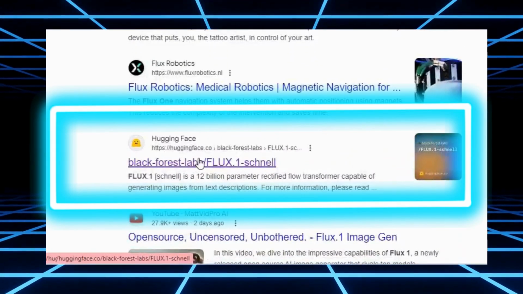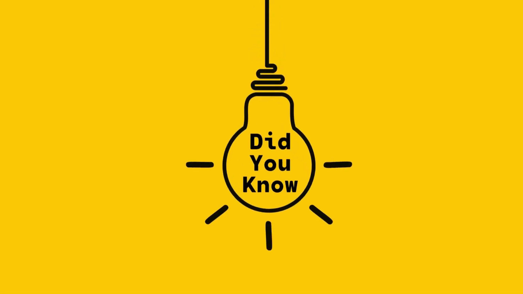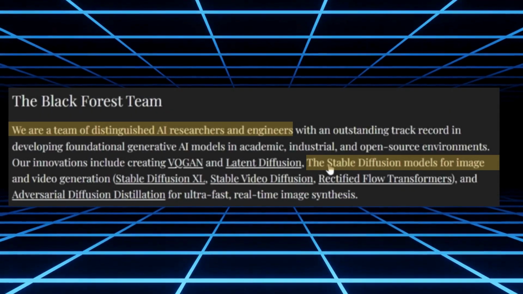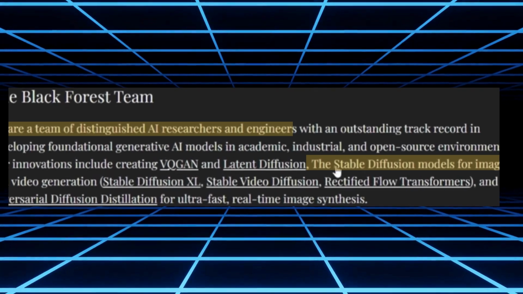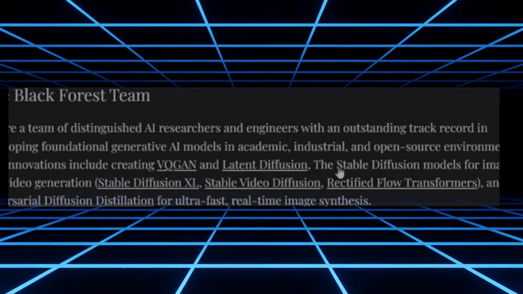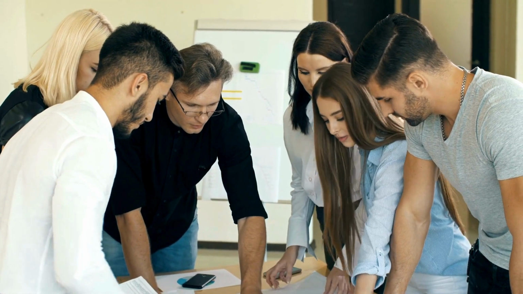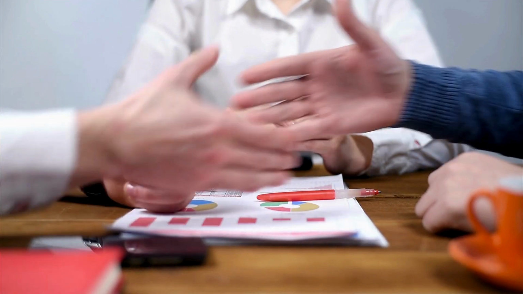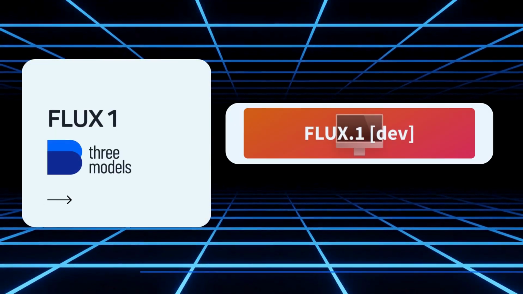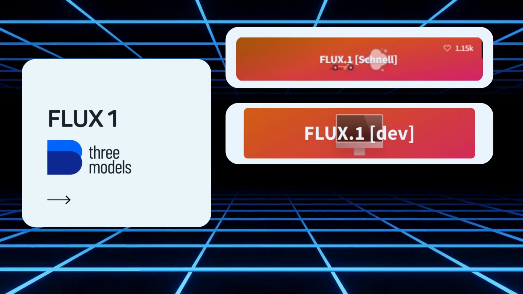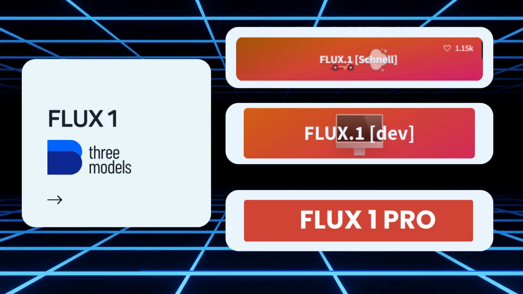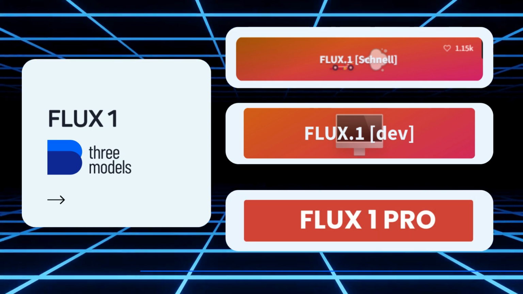Before we start experimenting, here's what you need to know. Flux One was developed by a superstar team, including folks who worked on Stable Diffusion. They've been behind some big AI projects, so you know you're in good hands. Flux One comes in three models: Schnell, Dev, and Pro, each offering different levels of power and cost. Let's break down these models quickly.